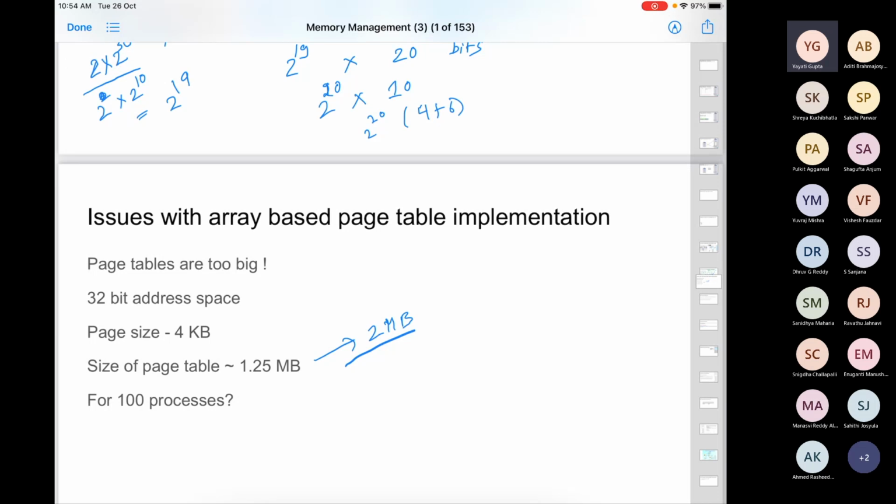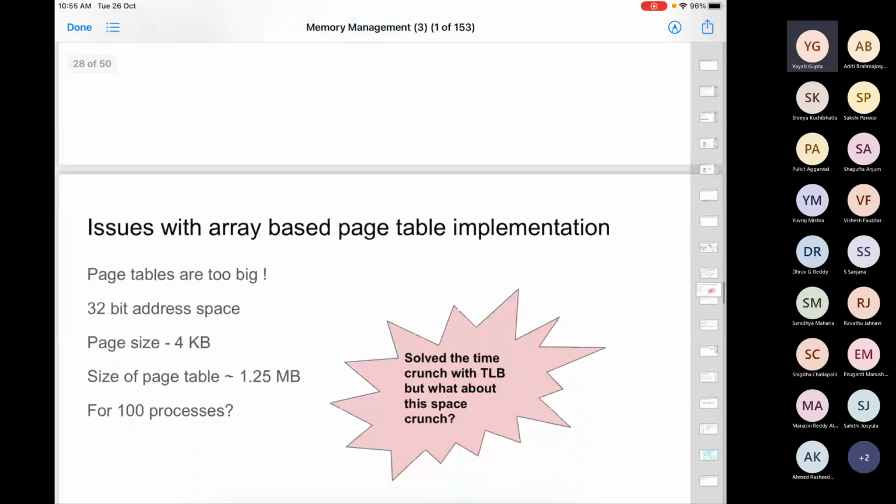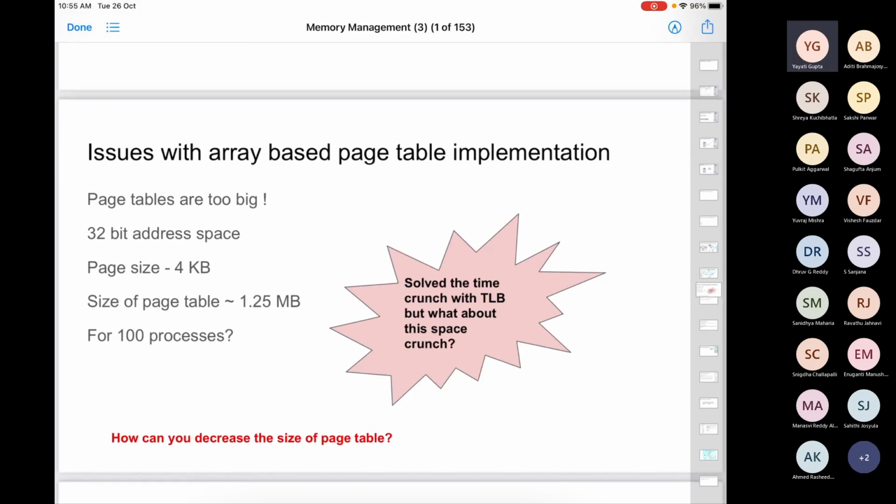So previously we talked about the time overhead. Time overhead, we will be able to resolve with the help of TLB. So you can put a small portion of your page table into cache. The problem with time was resolved here, but what about this additional space, this huge space which your page table is taking? What can we do regarding this? So we don't want to have such big page tables in our system, which take like 2 megabytes of space. Okay. So the question now is, how can we decrease the size of this page table? Any idea?